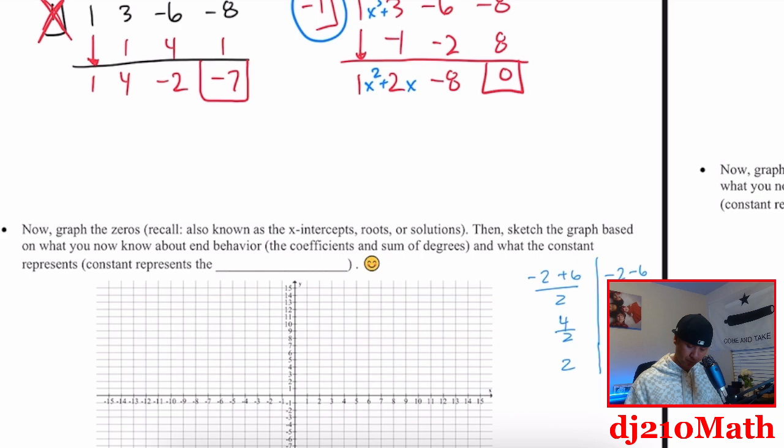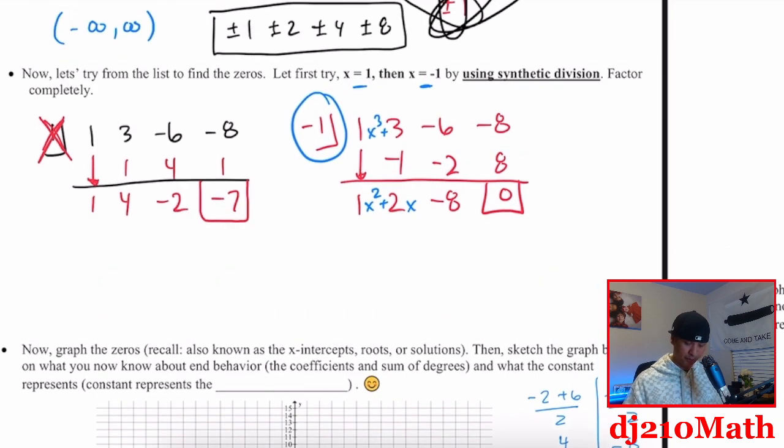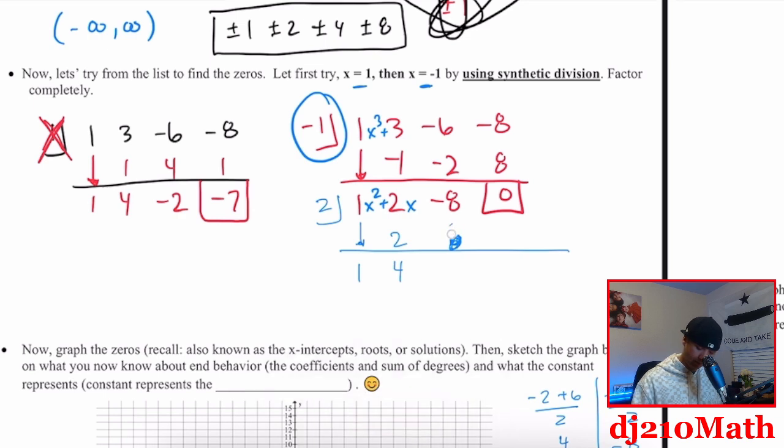Okay, so what this is saying is we tried 1, we tried negative 1, it didn't work. So I'm going to try 2. Going through the process with 2, this is going to be 1 times 2. When you add, you get 4 times 2, you get 8. And then when you add, you get 0.